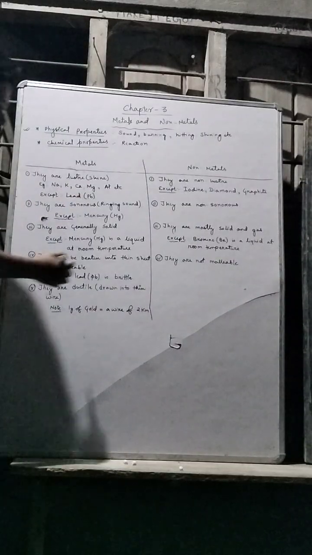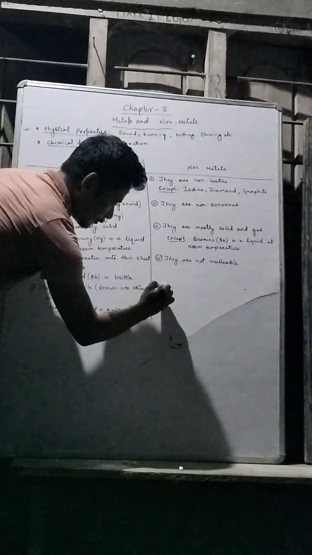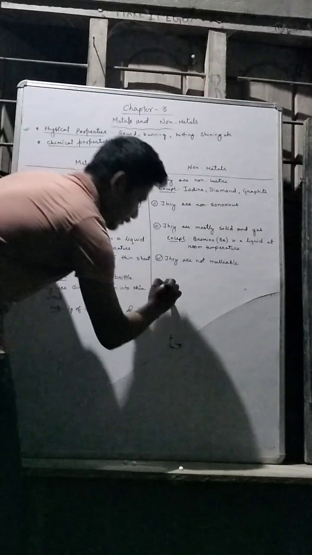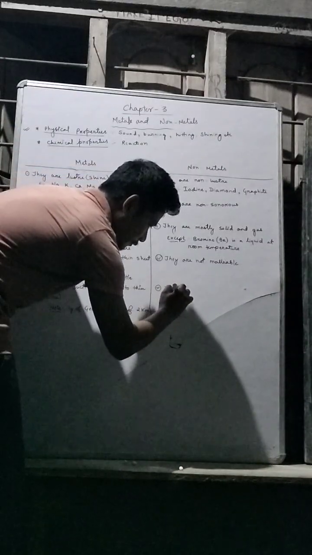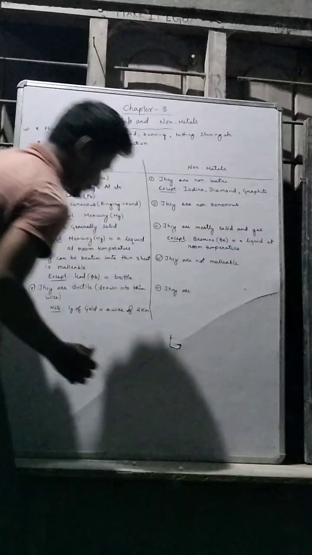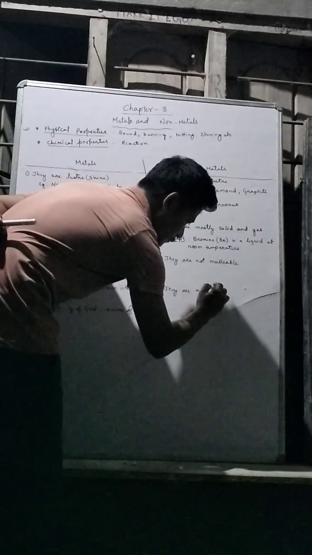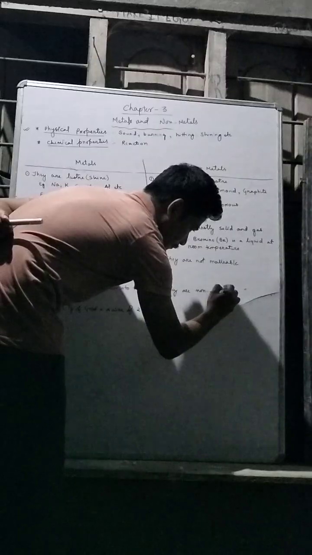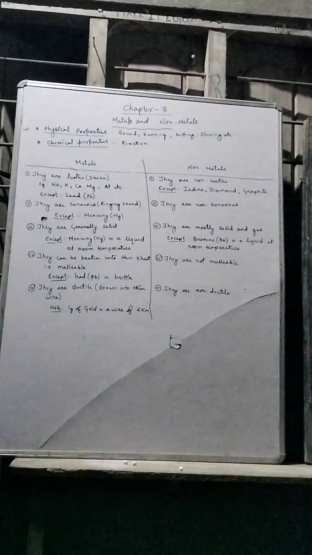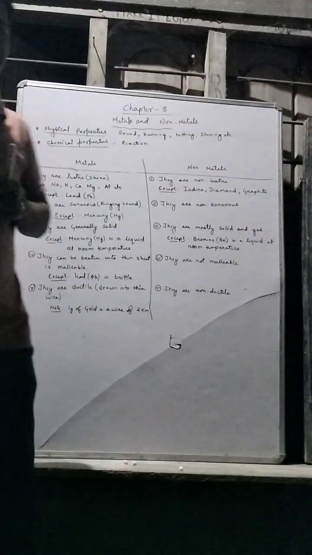And if you see about the non-metals, they are non-ductile. So we cannot make wire with the help of non-metals. Can you note it down?